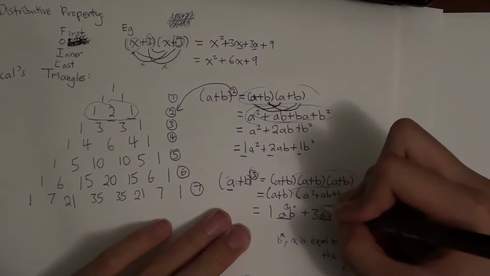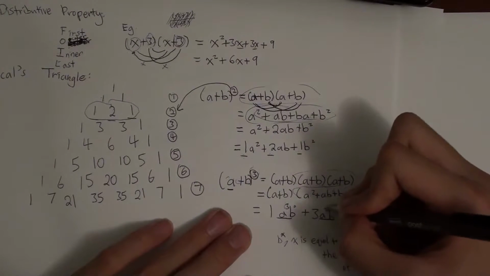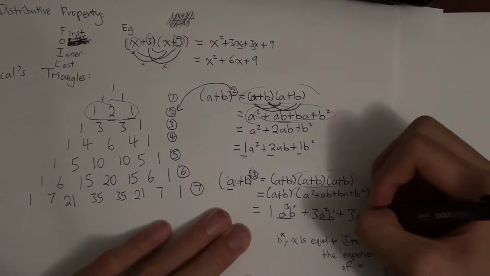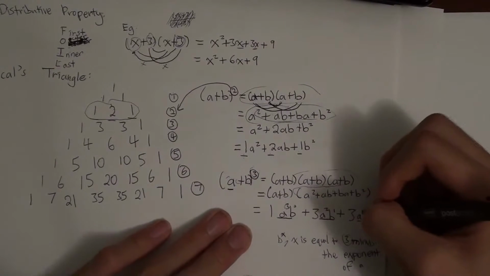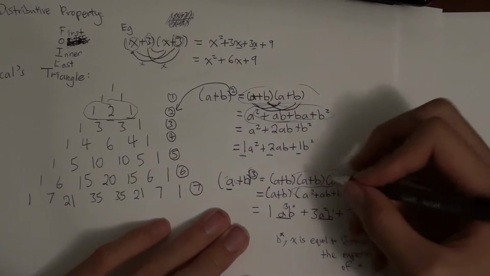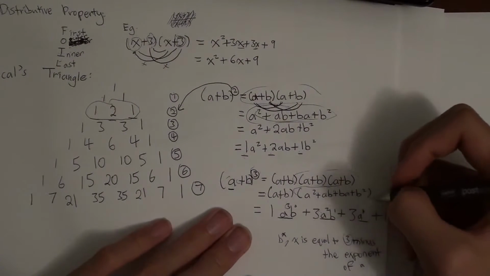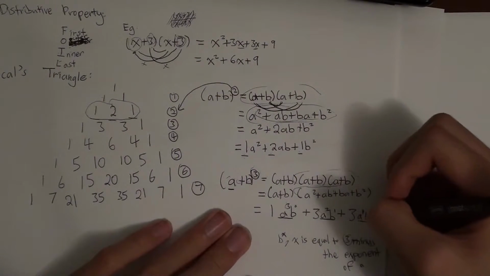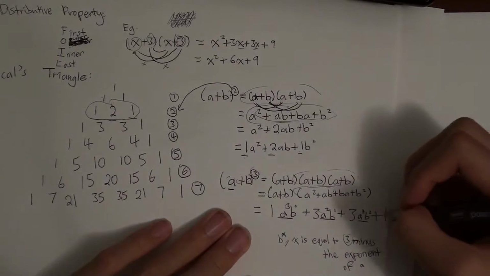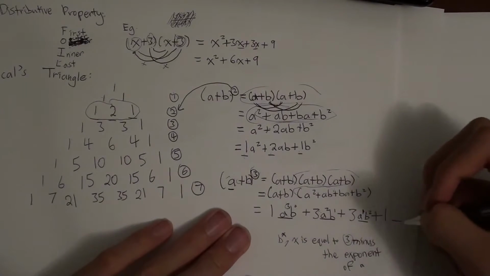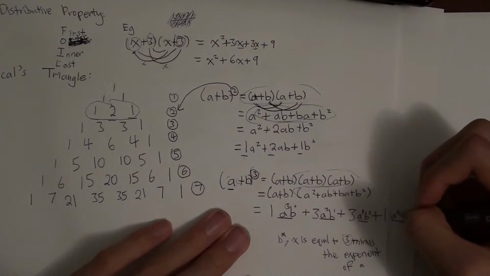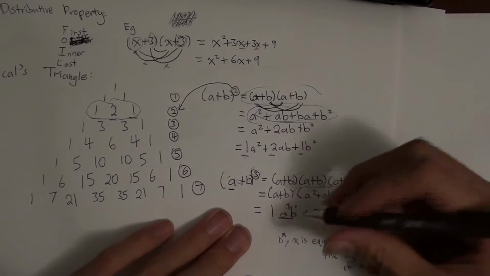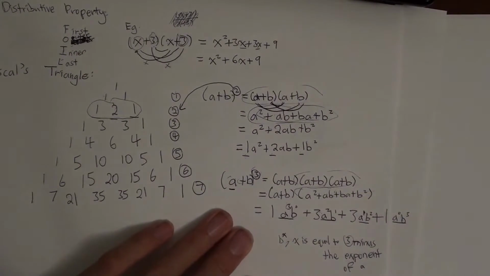Then plus 3, we know the exponent of a decreases by 1, so a to the power of 1, right? 2 minus 1, and we add 1 to b, right? Because 3 minus 1 is 2, so b to the power of 2. And for this last and final one, a to the power of 1, okay, so 1 minus 1 is 0, so a to the power of 0, and then 3 minus 0 is 3, so b to the power of 3. And there we have it, the final answer.